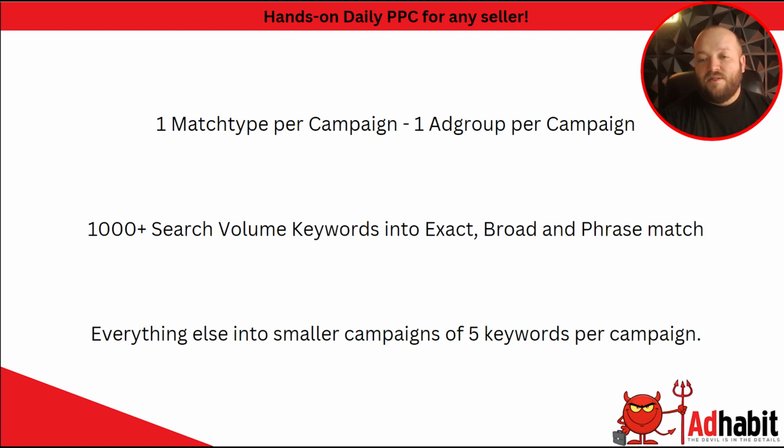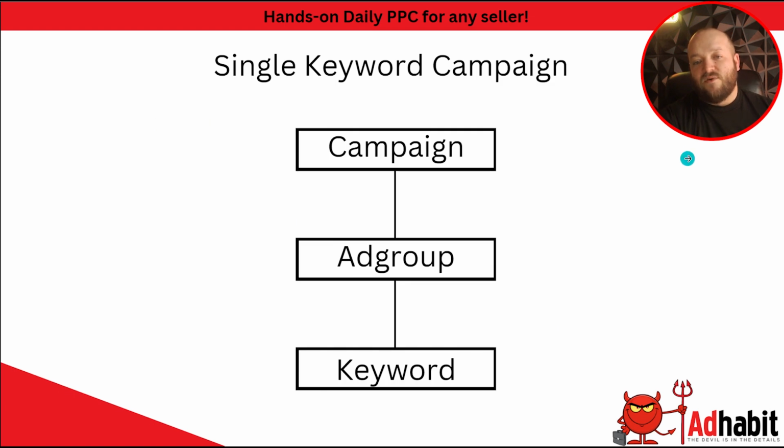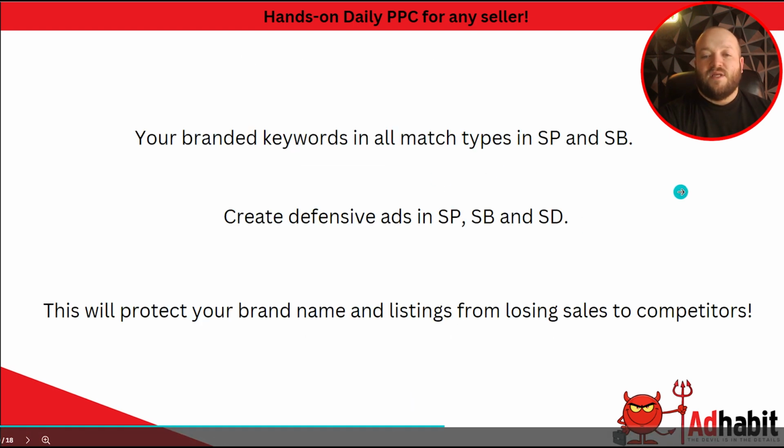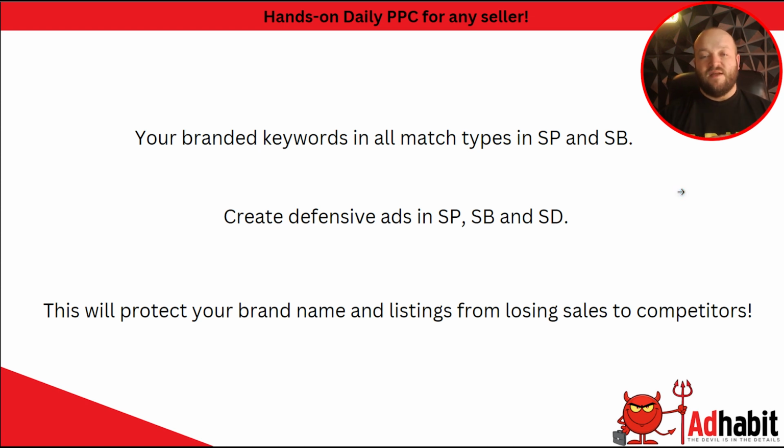Okay, let's jump into some visuals here. So you can see single keyword campaign is campaign, ad group, keyword, like I spoke about. And then you have your 5 keyword campaigns: campaign, ad group, and then 5 keywords in there. And then we talked about a little bit of the different purposes of the campaigns. So you have your branded keywords. I suggest to launch those right away, right?